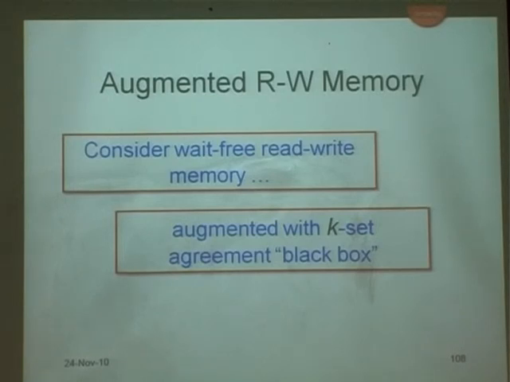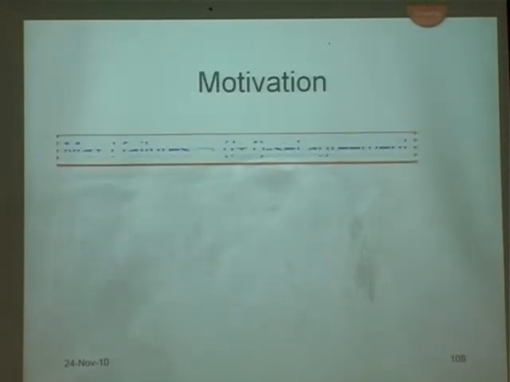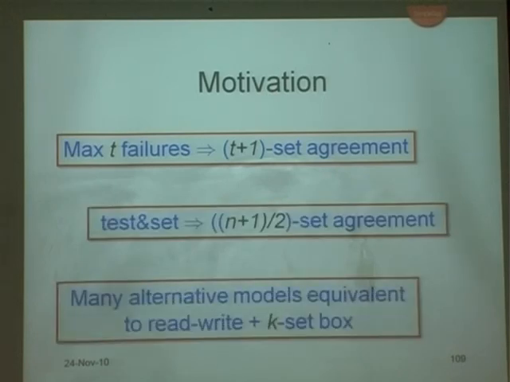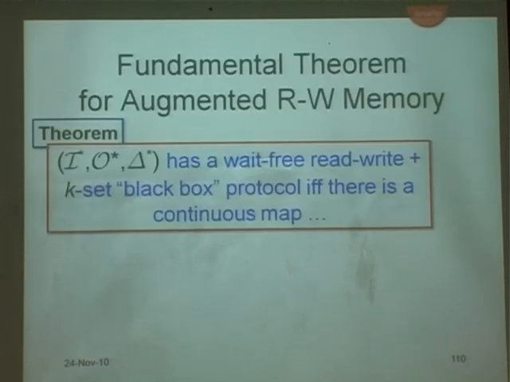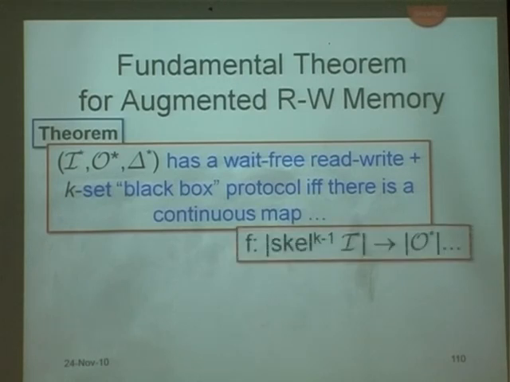And so the motivation is sometimes you have architectures that provide stronger things. We'll deal with this systematically in the next set of lectures. But as kind of a throwaway line here, suppose that we have wait-free read-write memory augmented with a black box that does k-set agreement. There are various somewhat suspicious motivations for this. But the basic theorem is that this has a wait-free solution in the read-write plus black box protocol if there's a continuous map from the skeleton. So instead of having a map from the entire thing, we can throw out all the high-dimensional simplexes, and this makes it easier to solve because there are strictly fewer constraints on the map.